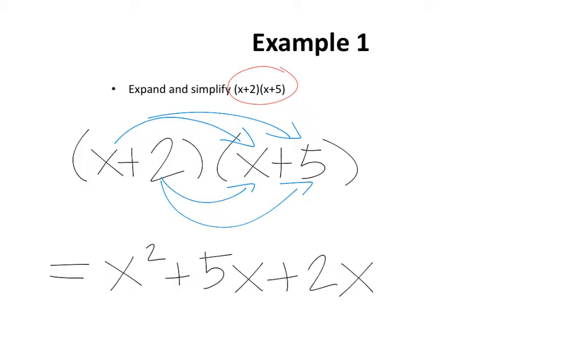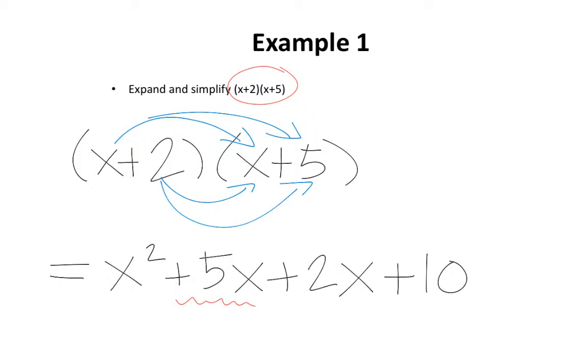Now I'm going to look at my last terms. Positive 2 multiplied by positive 5 gives me positive 10. At this point, we need to simplify these terms, which means we need to collect like terms.